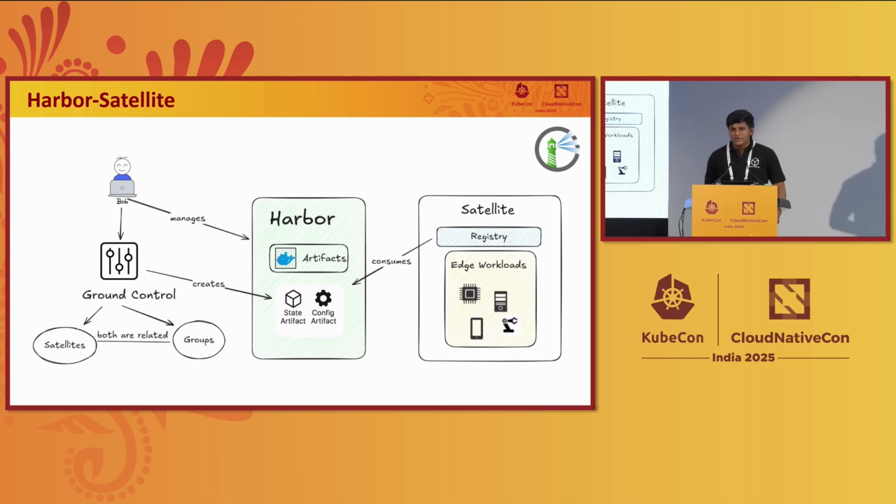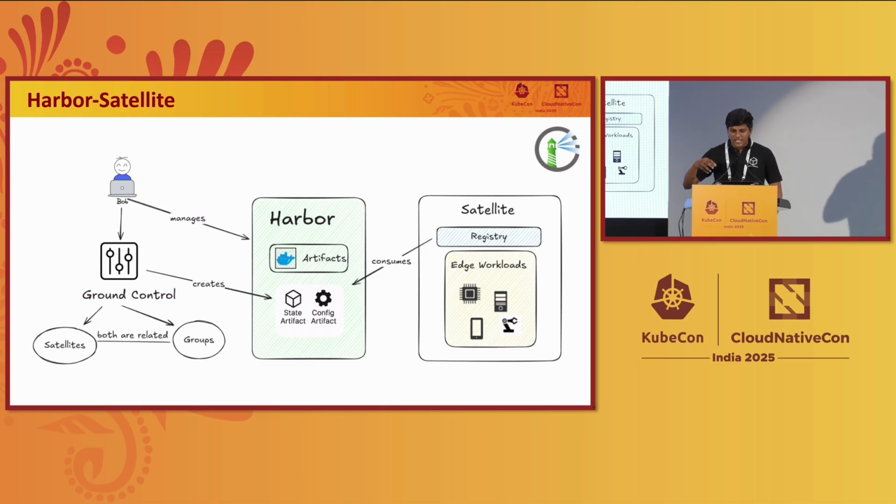So ground control can create state artifacts and config artifacts, and satellites follow these state and config artifacts for their state. Satellite state is pretty much the list of images I should have on the edge device. And config is pretty much how many times I should pull, and what the interval is between each pull, etc. So these are the things, and this is more like an extension to Harbor.